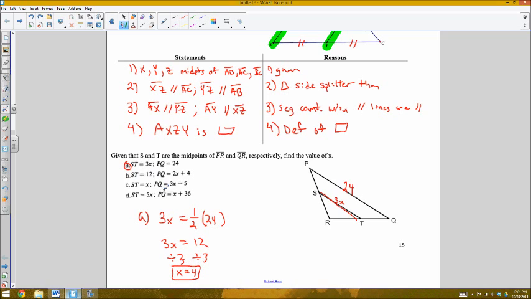Okay, so there are 3 other examples here. I would like you to try those examples on your own, and we will go over them in class tomorrow.